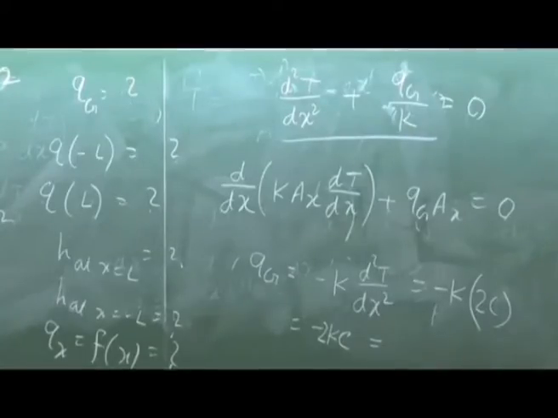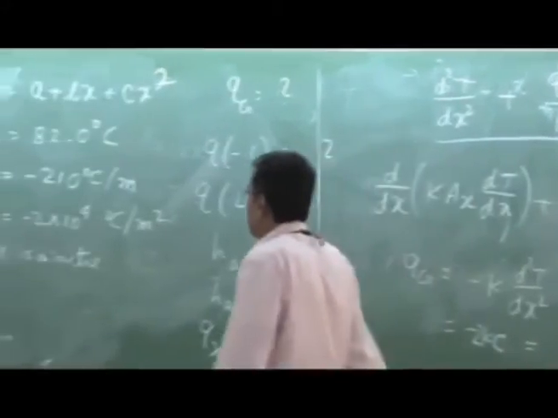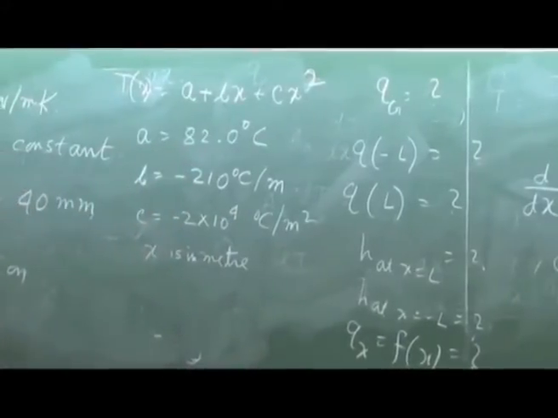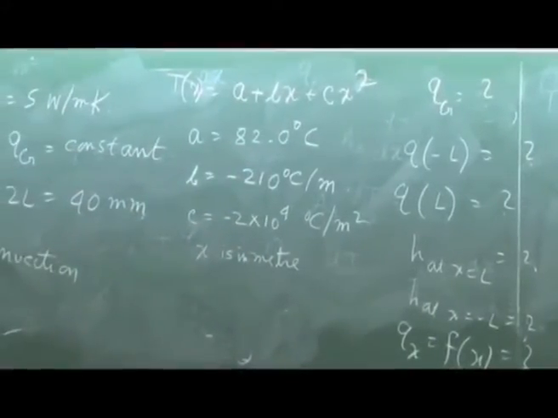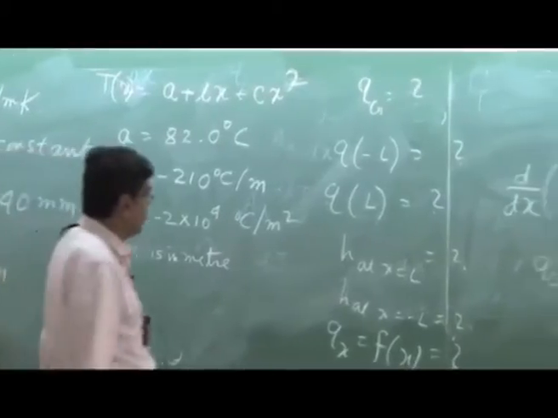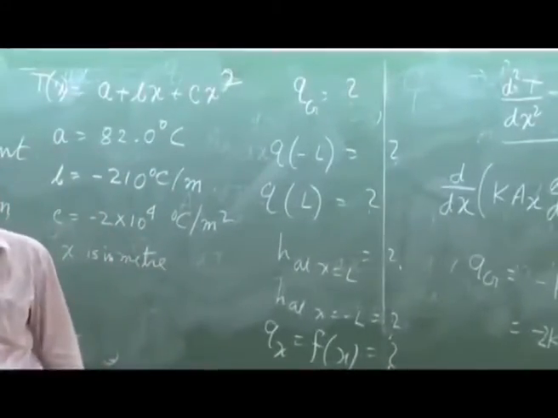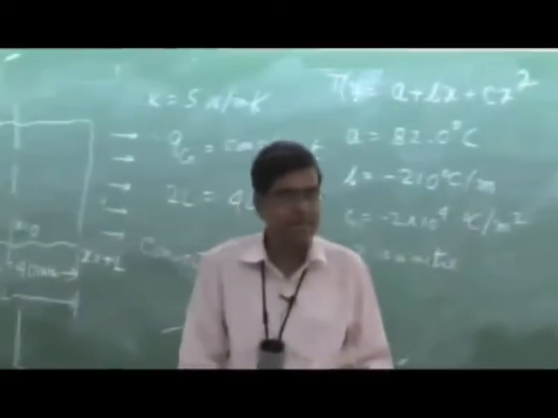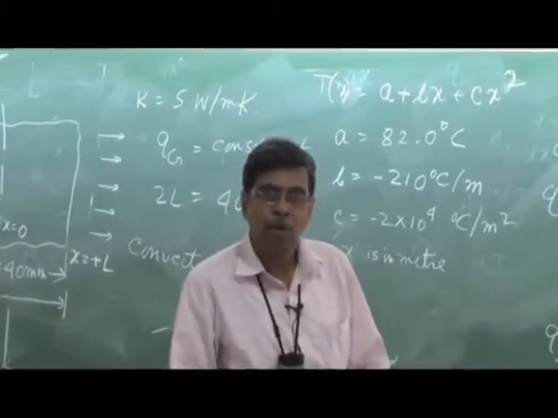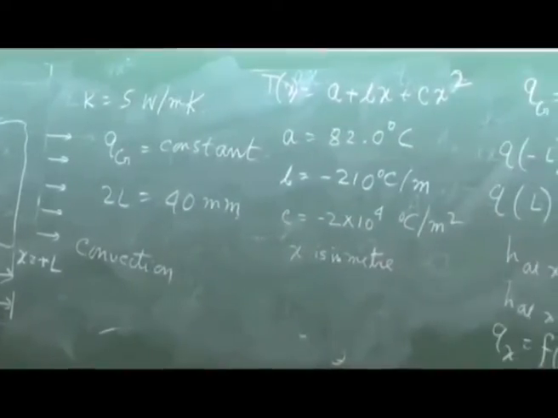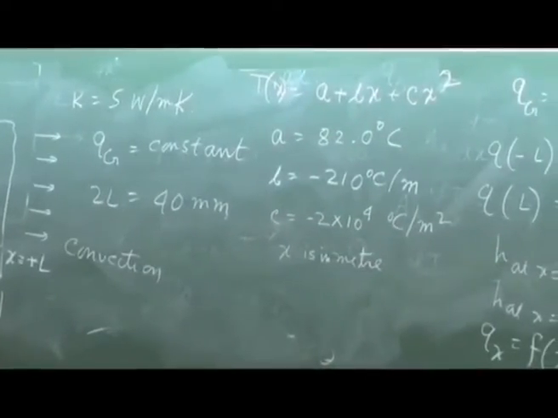So 2 into 10 to the power 4, K into C, 10 and 20, that is 20 into 10 to the power 4. This is plus 20 into 10 to the power 4 watt per meter cube. So that you can get the answer. Okay? Alright. Any problem? Very simple. Hello? Do you have a problem?